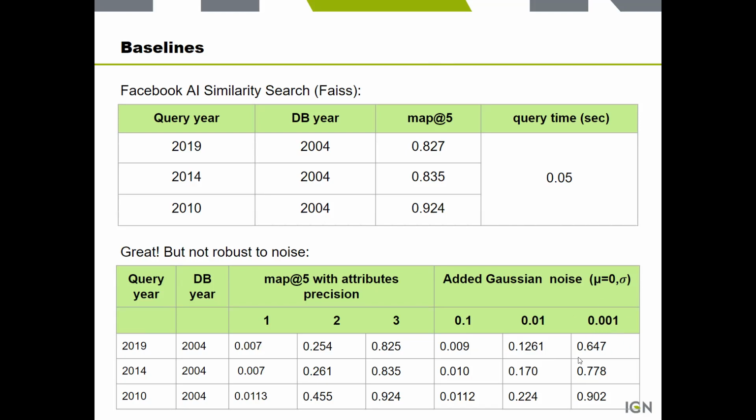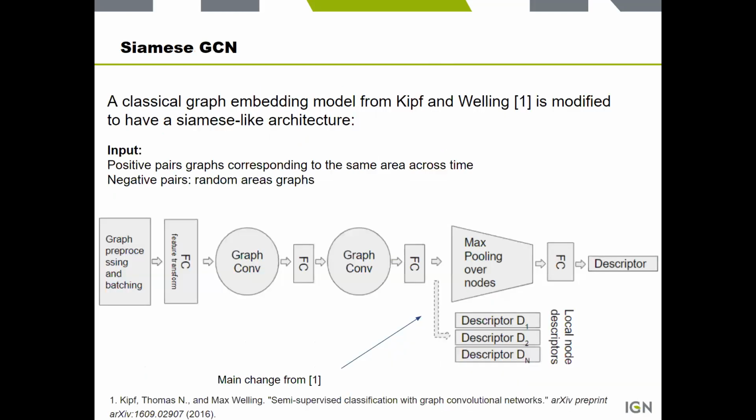0.001, 0.1, and 0.01. We noted that if we add noise to our attributes, the mean average precision decreases really drastically. Even with not such a big amount of noise, the performance already decreases significantly. So the Faiss method is very nice and works really fast, but it is not robust to noise. That's why we searched for an alternative.